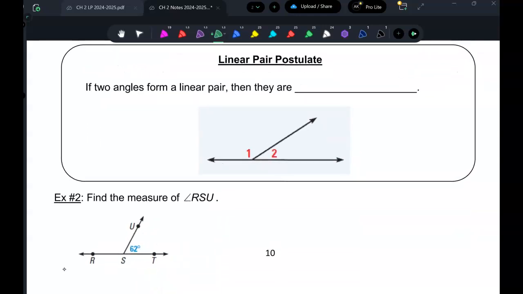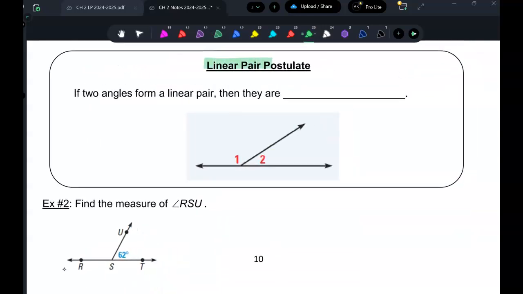All right, linear pair postulate. This is a rule, and it has to do with how many degrees a linear pair adds up to. Any ideas? Look at angle 1 and 2. If you had to guess how many degrees those two angles would add up to, what do you think? 1 and 2?